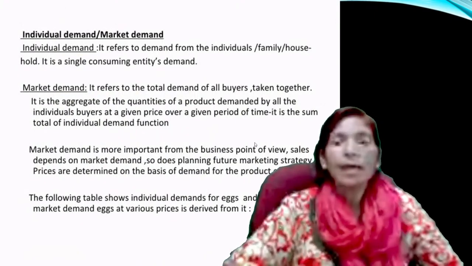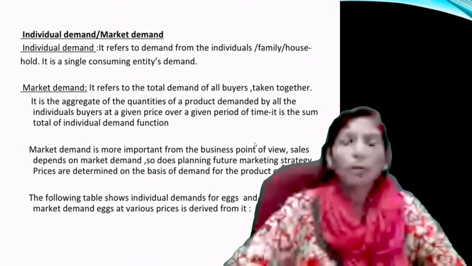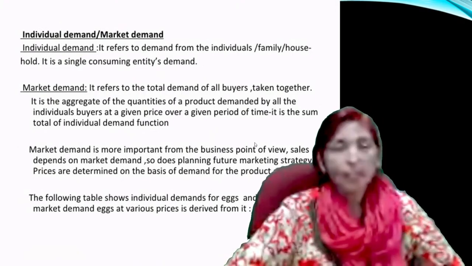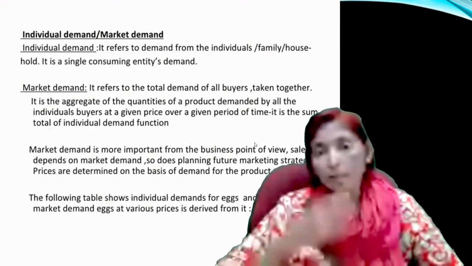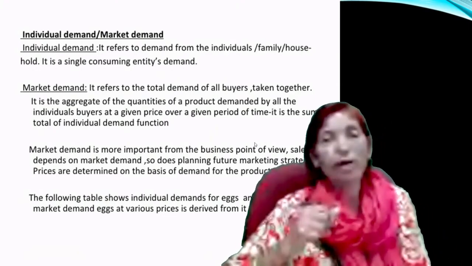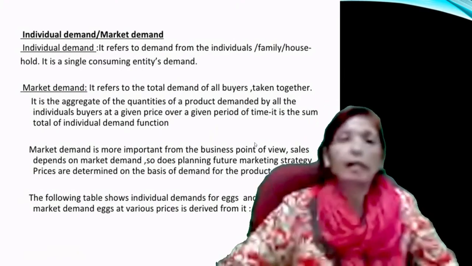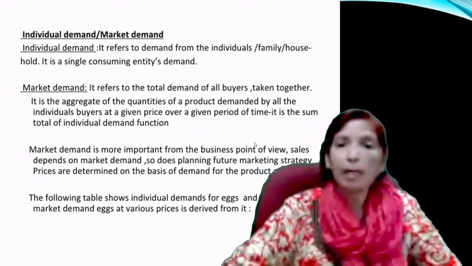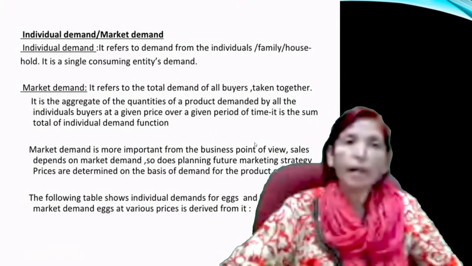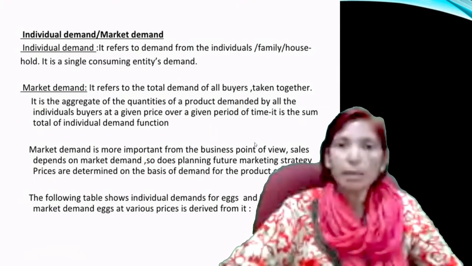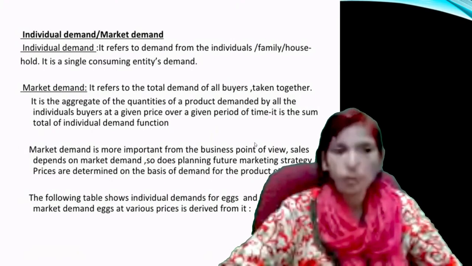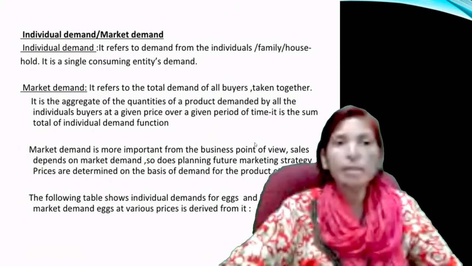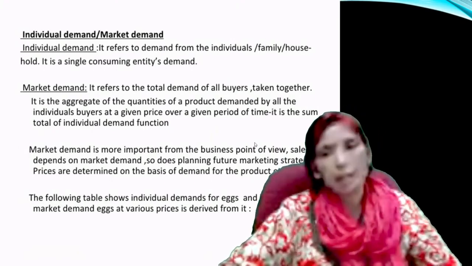Now next is individual demand and market demand. There are two types of demand. We can categorize or divide demand into two categories. One is individual demand and the other is market demand. Individual demand refers to the demand from the individual, family or household. It's a single consuming entity's demand.